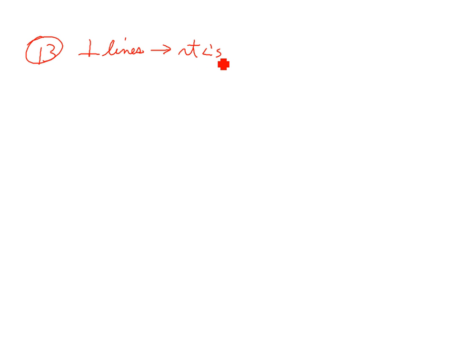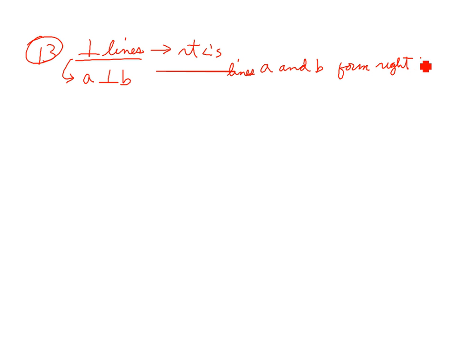Lines A and B are perpendicular, so A is perpendicular to B. Remember, it's got to go in the right order. Well, the first thing they tell us in the second statement is that it's perpendicular lines. So the conclusion that we can come up with is that lines A and B form right angles. That would be our conclusion.